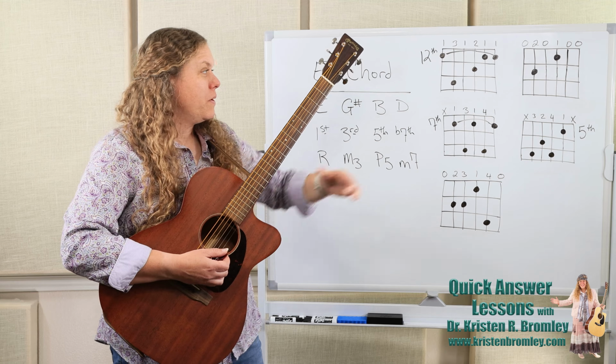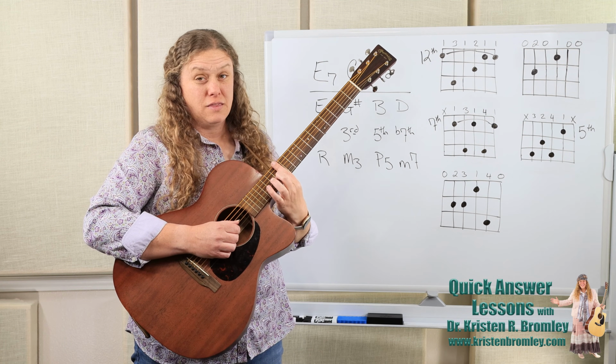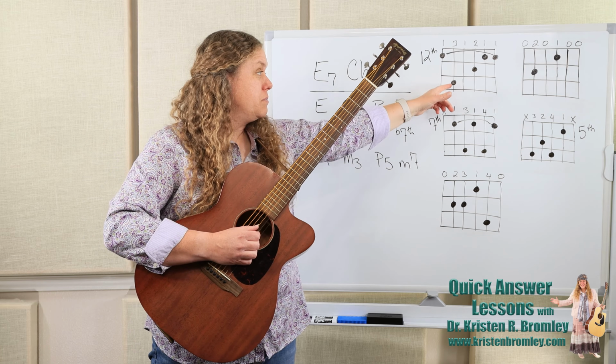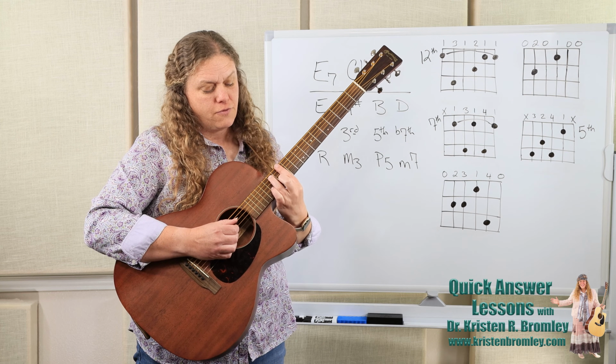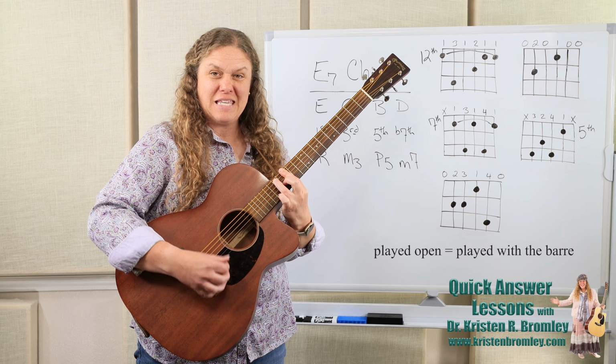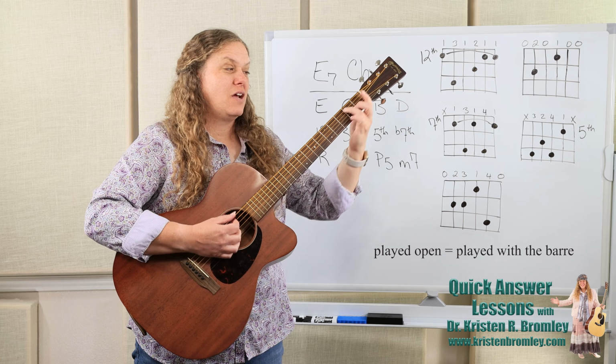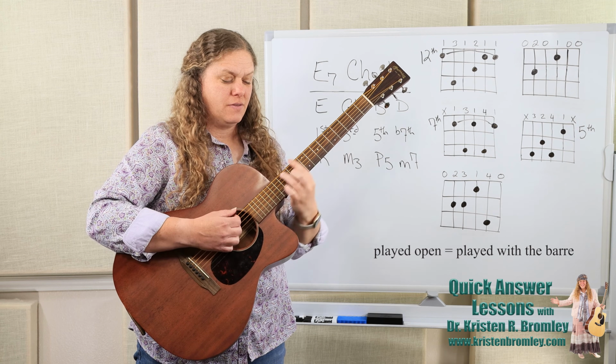So my index finger bars at the 12th fret, my middle plays on the 3rd string at the 13th fret, my ring plays on the 5th string at the 14th fret. Everything else is played open. So there's an E7 bar chord all the way at the 12th fret. This is an octave higher than the open version.